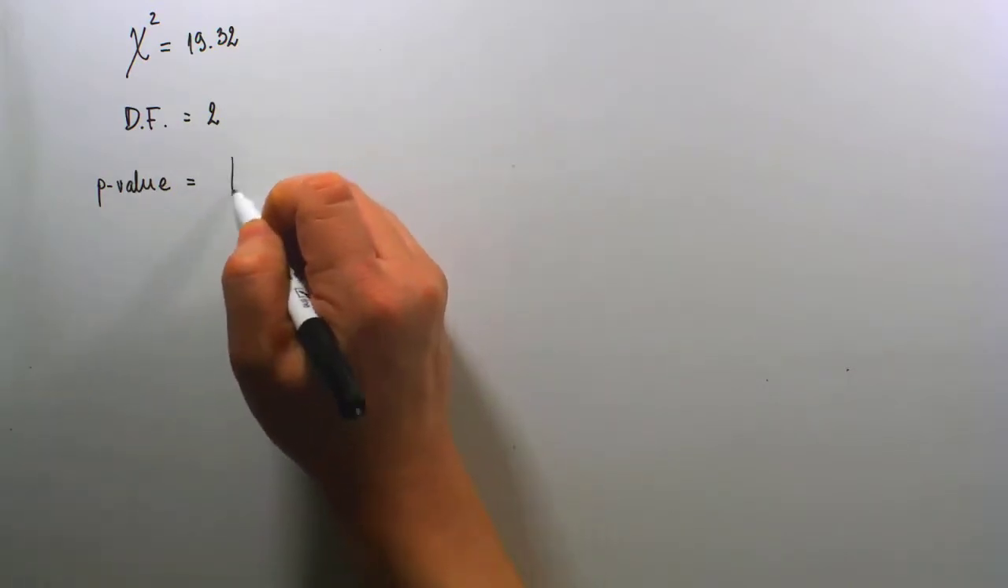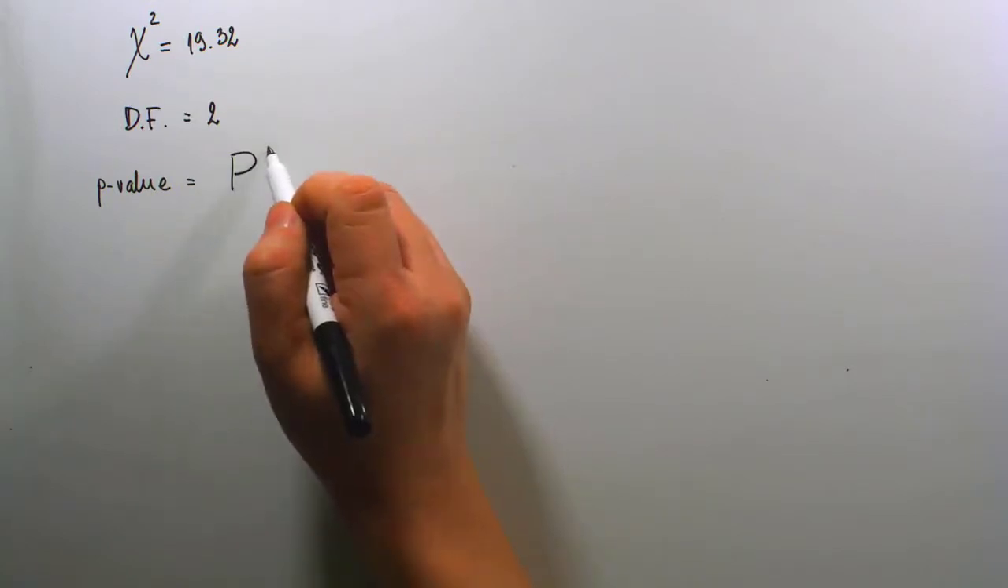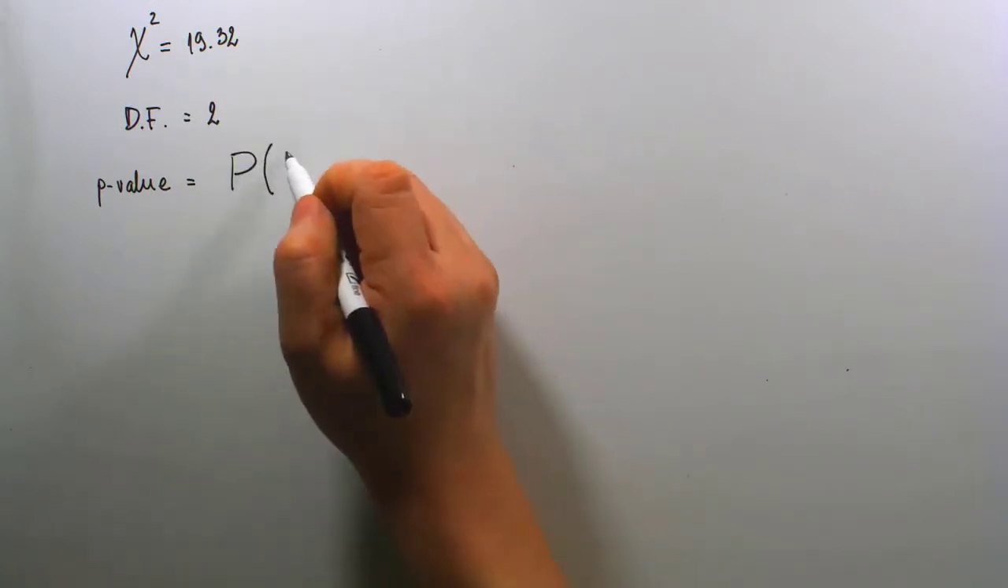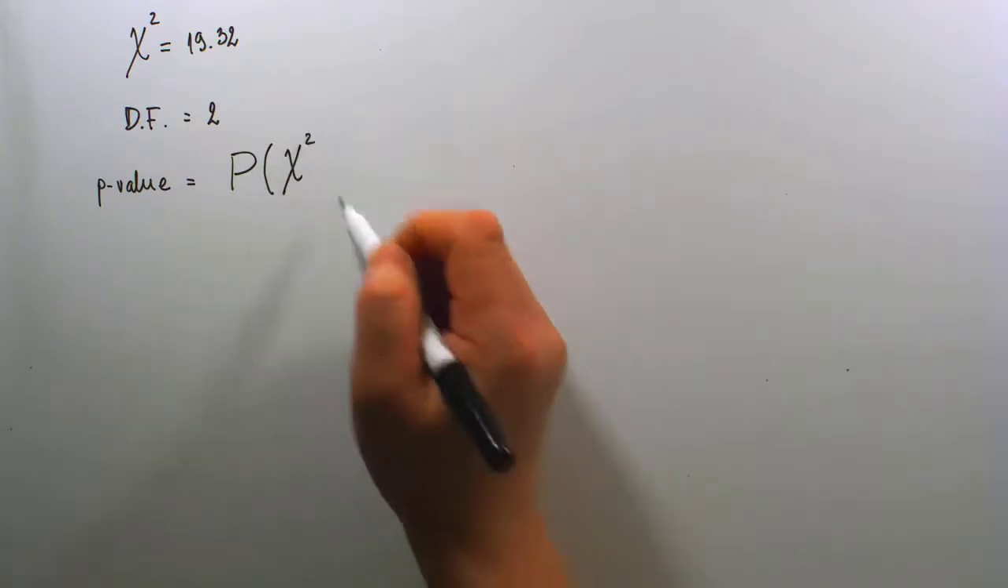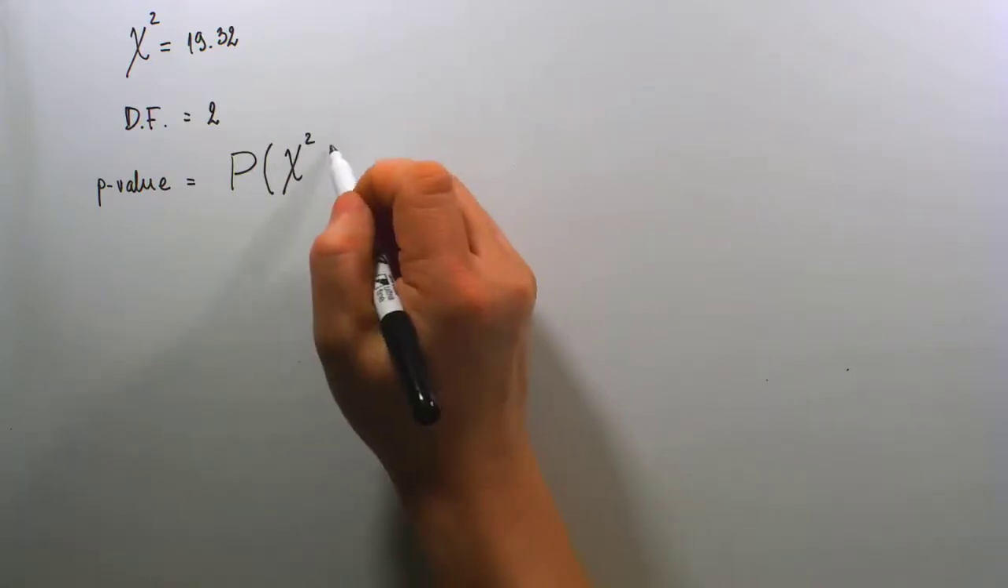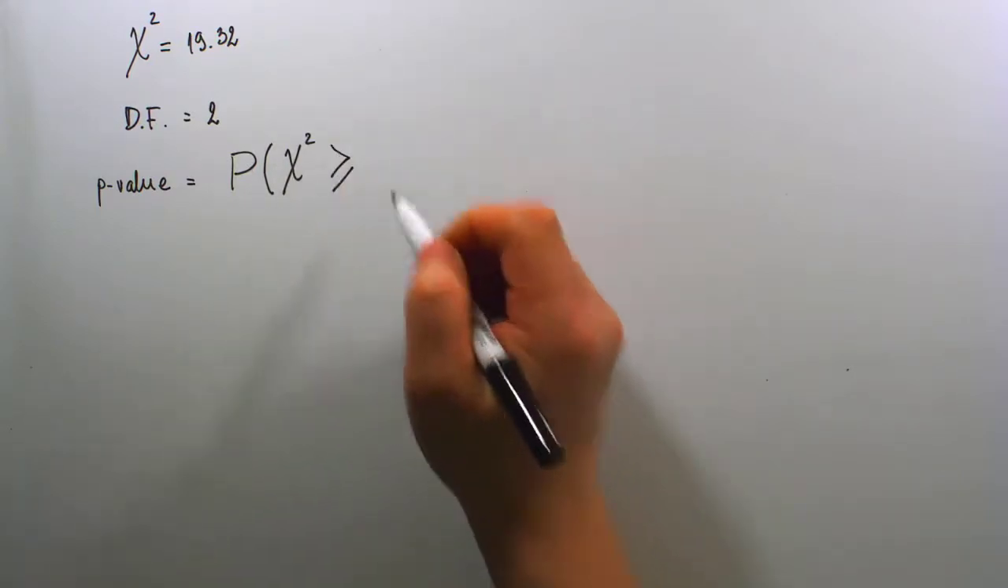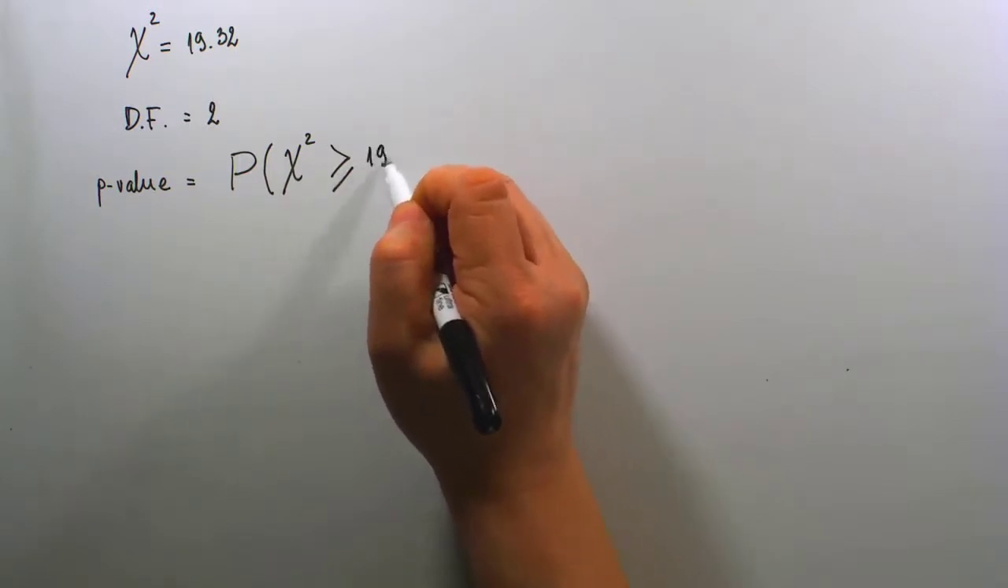So the p-value for our table is calculated as follows. I am going to fire up a probability calculation that is looking for a chi-square value greater than or equal to 19.32.